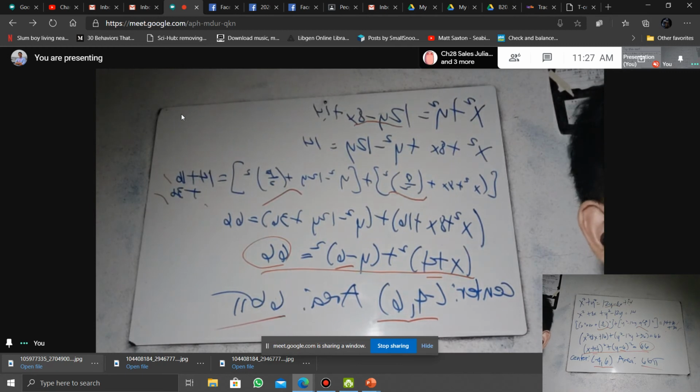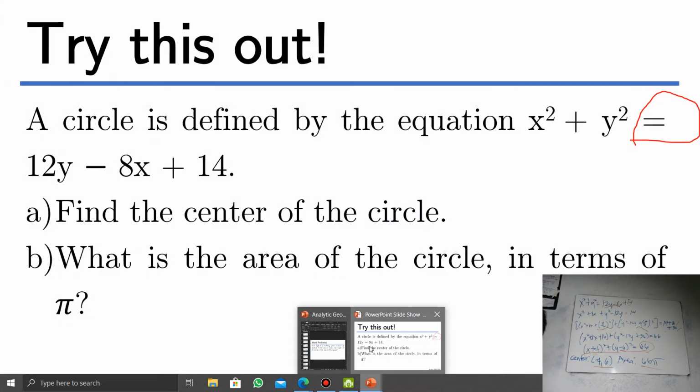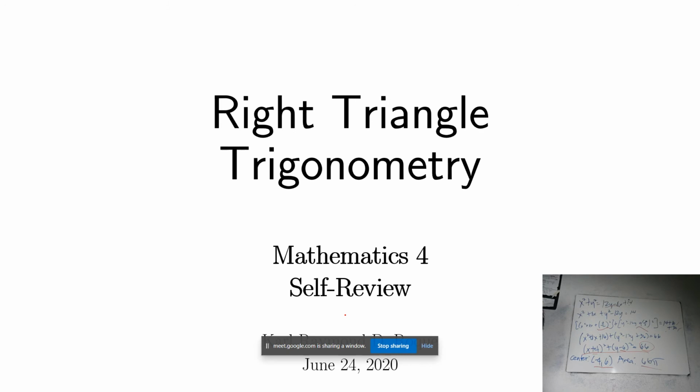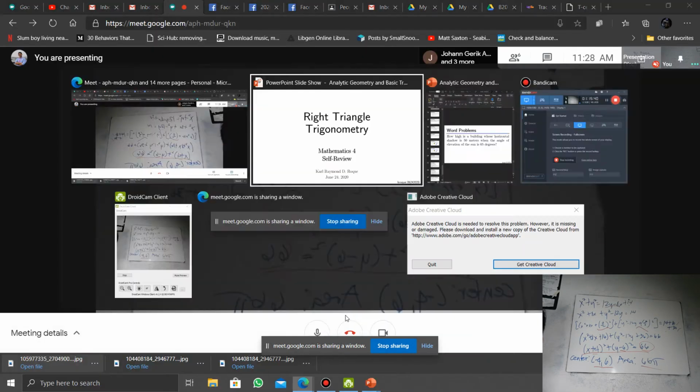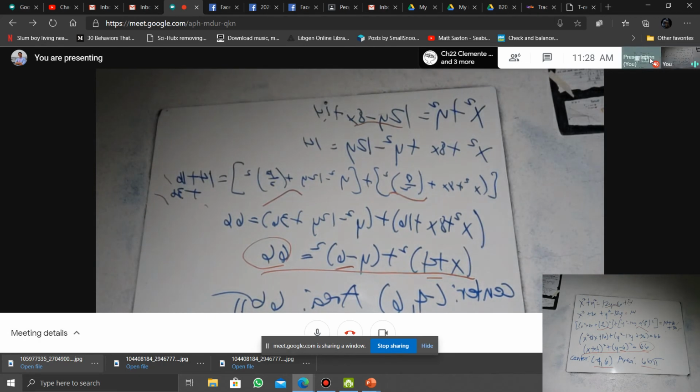Okay? Sige. Gets naman, guys. Well, you got it correctly naman, no? Okay, that's good. Sige. Now, we're on to the last topic for today. Right triangle, trigonometry. Let's look at the slides na lang ulit.